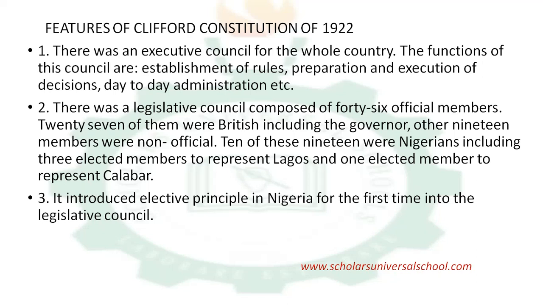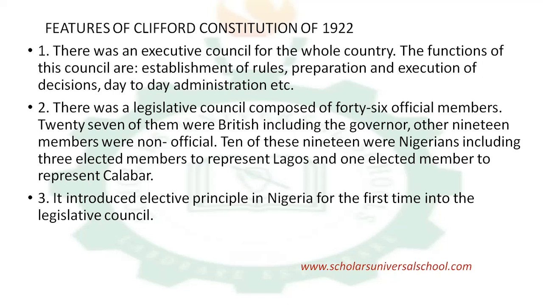There was a legislative council. The legislative council is a body charged with the responsibility of making laws, looking into rules and regulations for the governance of Nigeria under the British, or as a Nigeria colony. It was composed of 46 official members. 27 of these official members were British, including the governor, Sir Hugh Clifford, making it 27.